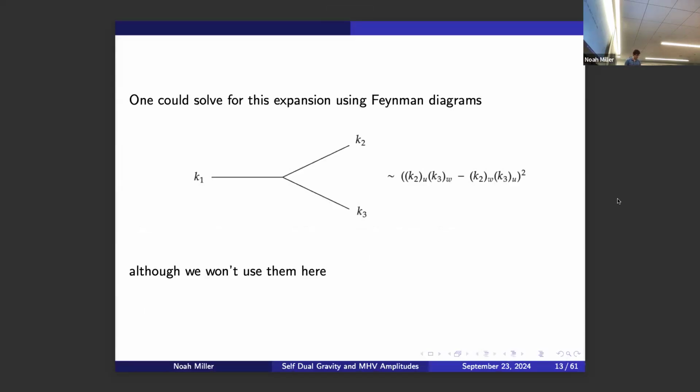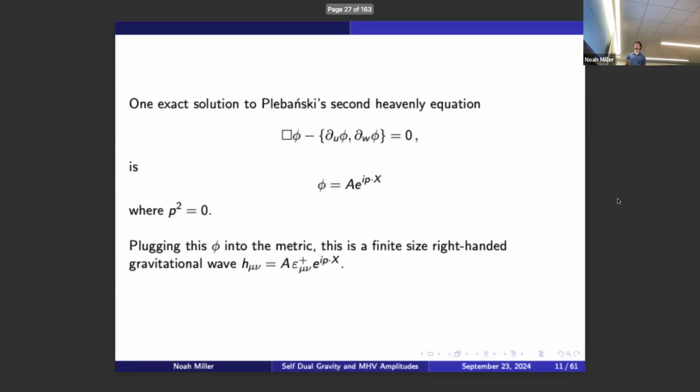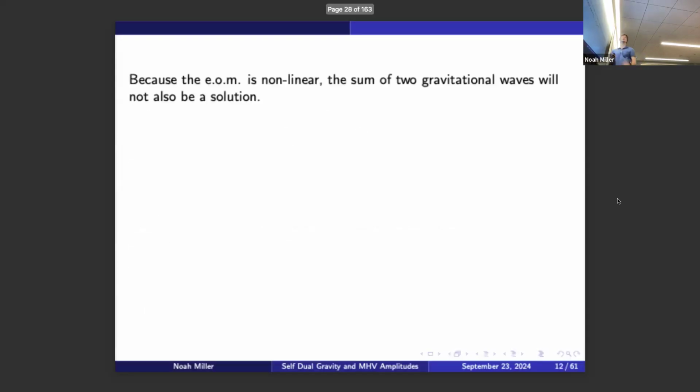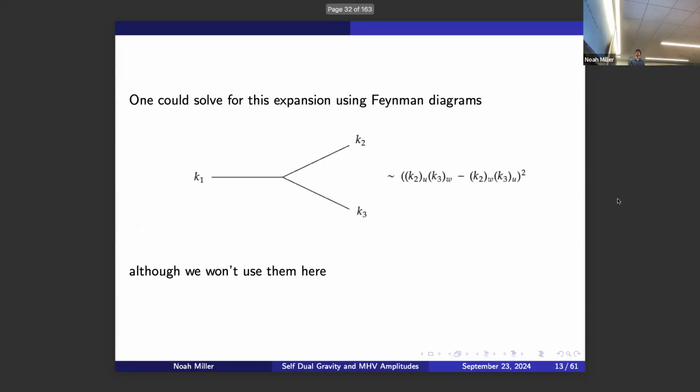Now one usually solves for perturbiner expansions using Feynman diagrams. So this equation of motion has an interaction term which we could solve for using Feynman diagrams with a particular vertex, although we won't be using them in this talk.